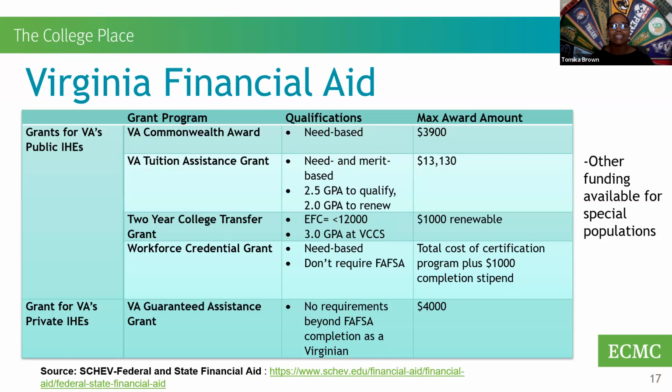Lastly, for students interested in pursuing private schools in the state of Virginia, you have the Virginia Guaranteed Assistance Grant. The only requirement is that they complete the FAFSA or the VASA, and then they have $4,000 in financial aid that's offered to them. So just to be clear, the first 4 grants are for those who are going to public colleges in the state of Virginia, and the last one is for those who are going to a private college in the state of Virginia.